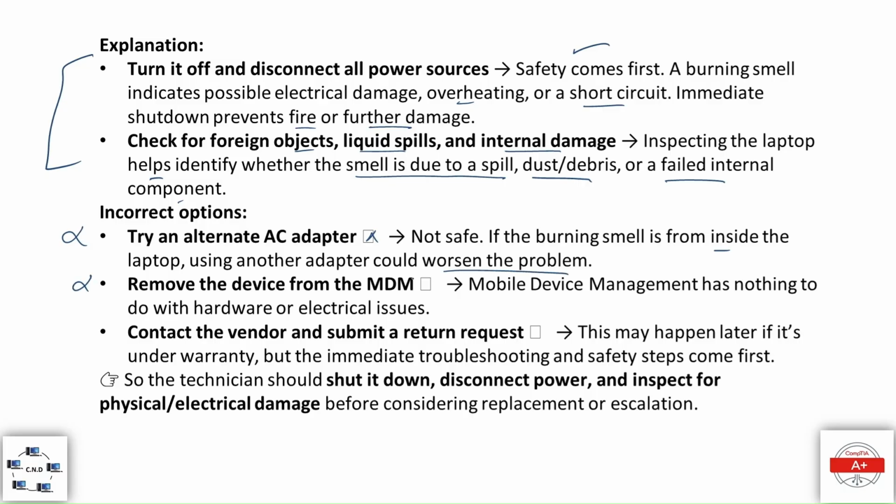Remove the device from the MDM. The mobile device management has nothing to do with hardware or electrical issues. And contact the vendor and submit a return request. This may happen later if it's under warranty, but the immediate troubleshooting and safety steps come first. So the technician should shut it down, disconnect power, and inspect for physical electrical damage before considering replacement or escalation.